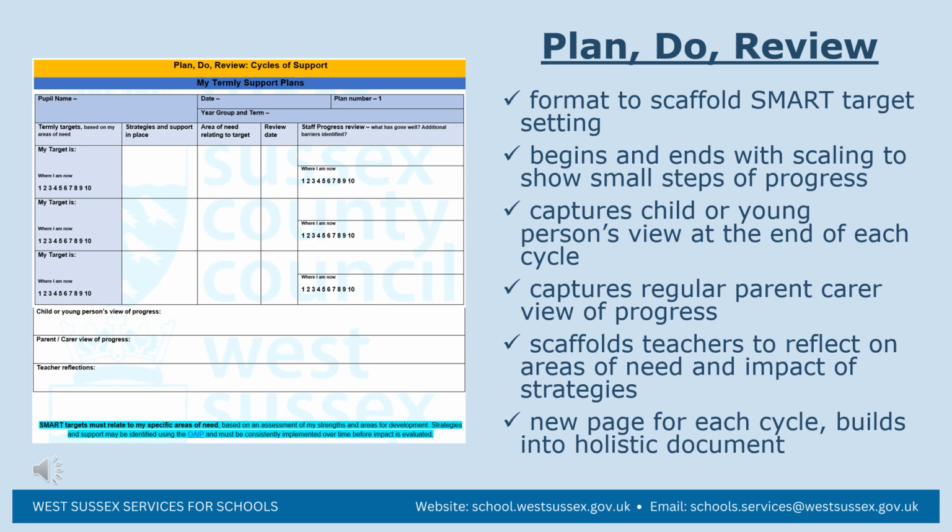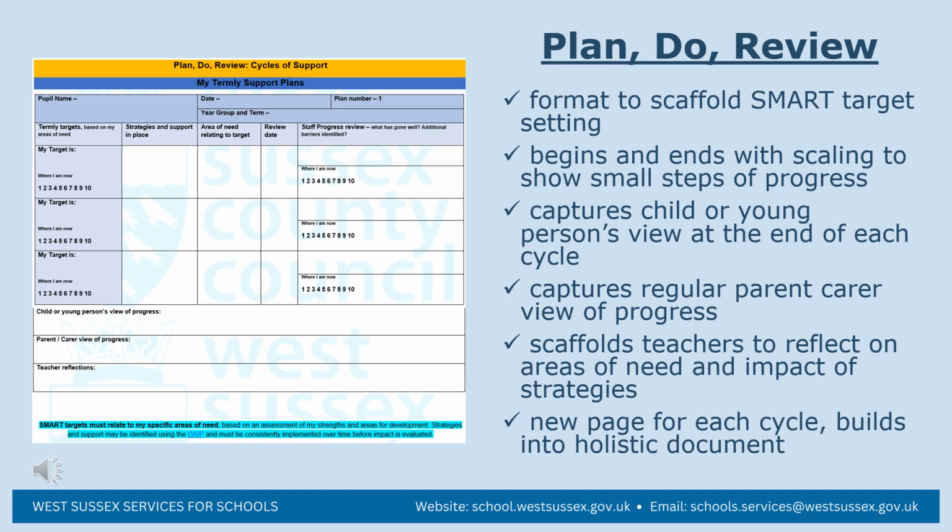The Plan, Do, Review section is where target setting and reviews are documented. The format scaffolds SMART target setting. After each cycle, views from the setting, family and pupil are recorded as reflections to inform the next stage. The format scaffolds teachers to reflect on a pupil's areas of need and the impact of supported strategies over time.